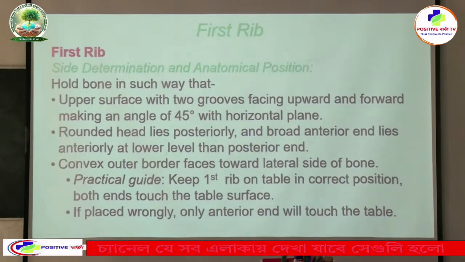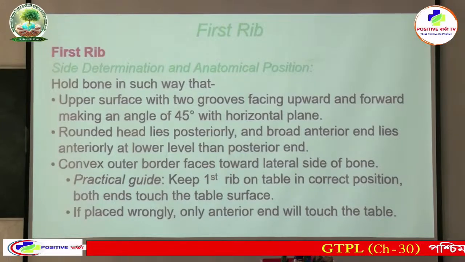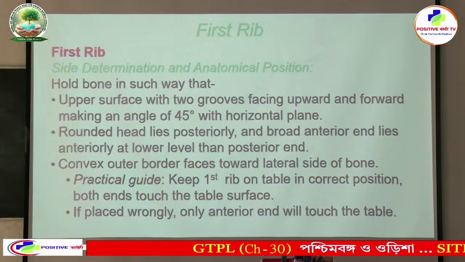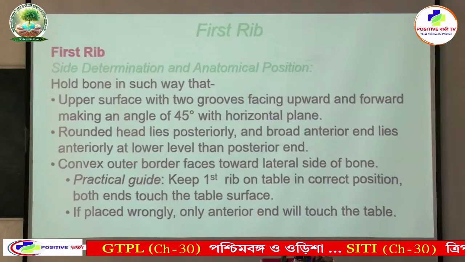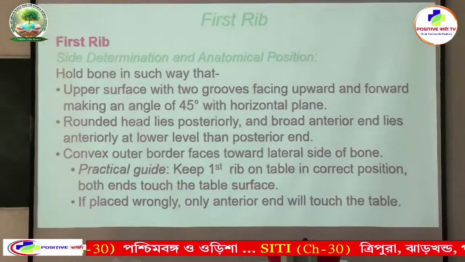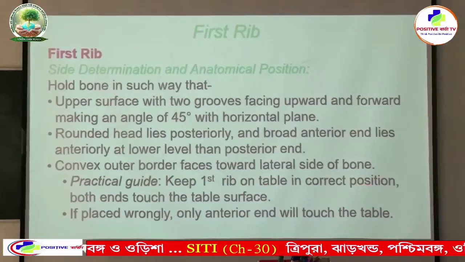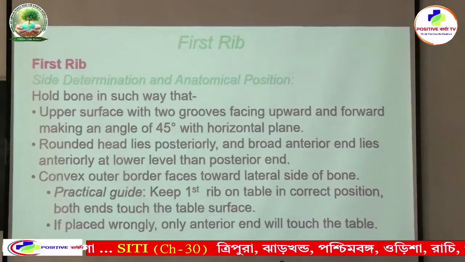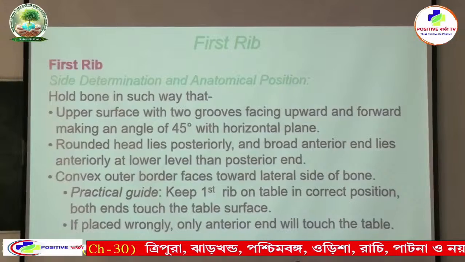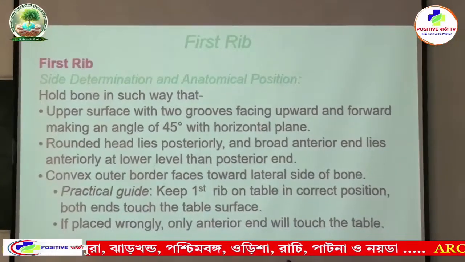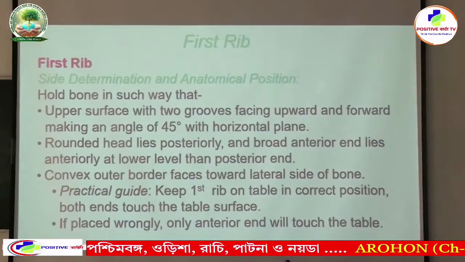And how will you decide the side? You place the first rib on a flat surface. If the two ends are touching the ground, then the side is correct. So if you keep the first rib on the table in correct position, both ends will touch the table. And if wrongly placed, you can turn it to the opposite side. It will not touch the table.